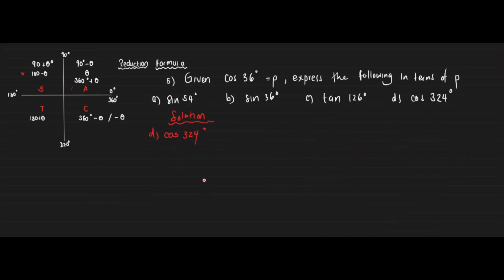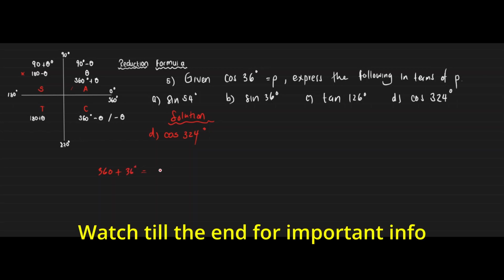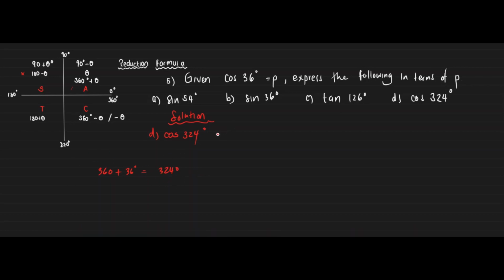So now let's look at the last one, which is cos 324. If you say 360 plus 36 degrees, it's going to give you 324 degrees. So you're going to replace the 324 by this, so you're going to say cos of 360 degrees plus 36 degrees, right? Then you're going to find where is 360 plus theta. 360 plus theta is here, so everything is positive. So you're going to say cos 36 degrees. And we know that cos 36 degrees is equal to p, and this will be your final answer.